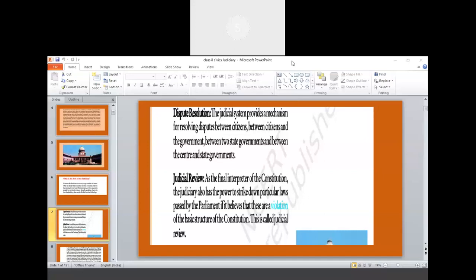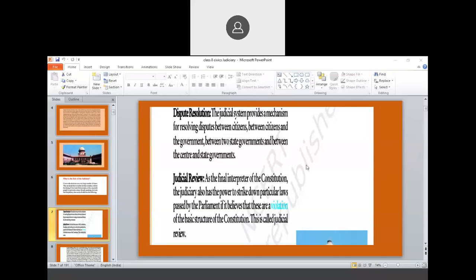So, according to the original jurisdiction, the Supreme Court can take up cases directly. One, central government versus citizen. Second, state versus state. Third one, dispute between state and central government. That is called dispute resolution. Clear?